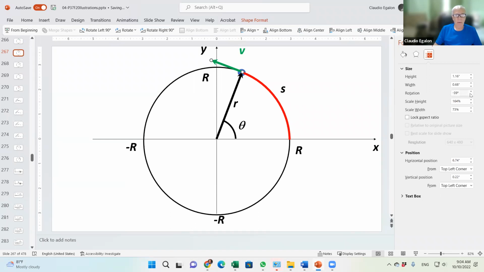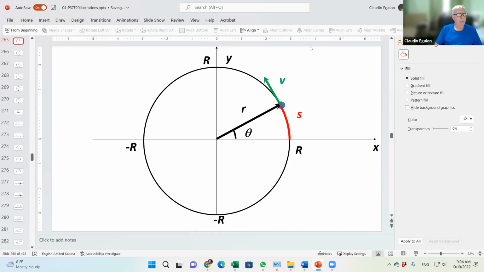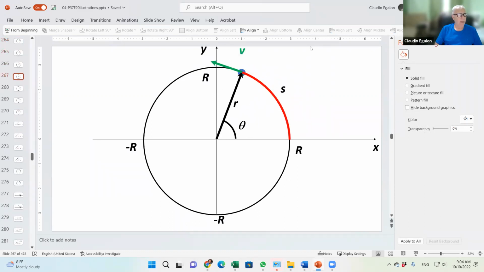Becomes perpendicular to the position vector. And now we can visualize what's going to happen to this velocity vector right in here, the components of this velocity vector. Let's go back. Here's the movie playing, right? First frame, second frame, third frame, right?